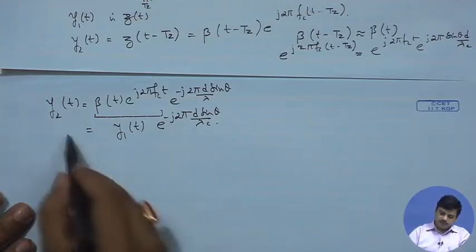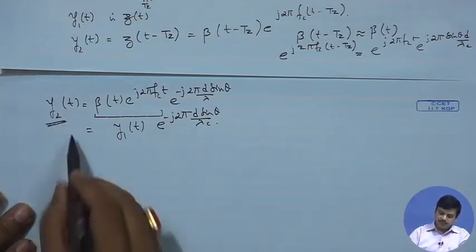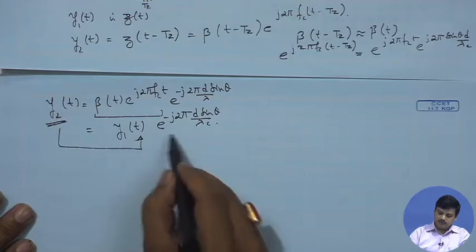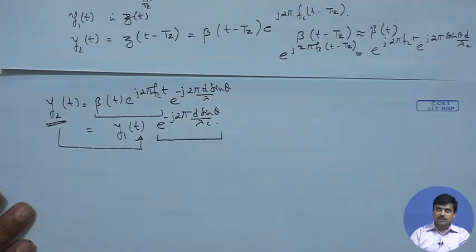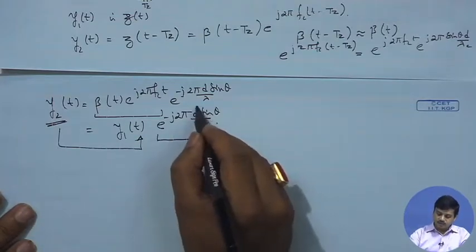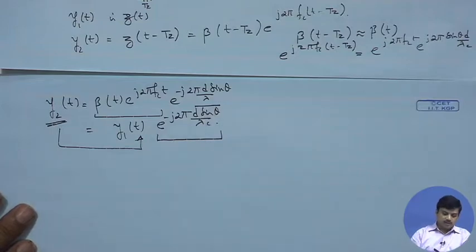So if you look at the signal which arrives at the second antenna, it is basically the signal at the first antenna, along with a phase delay due to the effective separation between the two antennas. That means the signals arriving at the different antennas differ from each other only because of a relative phase delay, and the rest of the signal is almost the same. This is one of the fundamental assumptions when we make a narrowband antenna array.